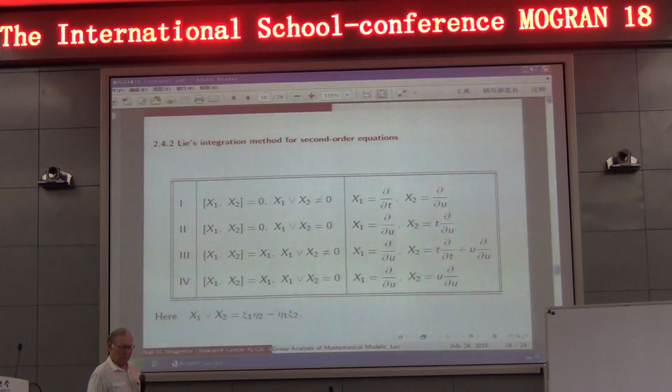But then you will come to complex equations, and it's not that good. That's why it's better to discuss that. Suppose we have exactly two symmetries. Then there are four possibilities.